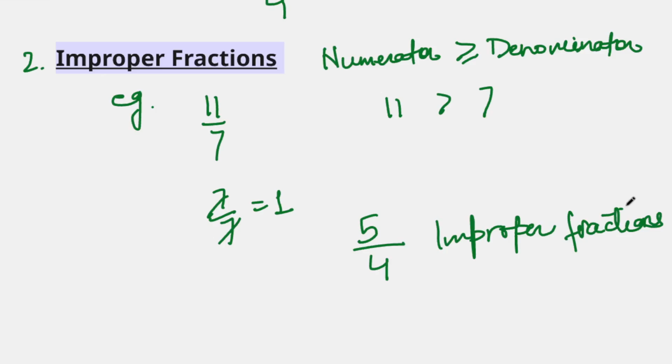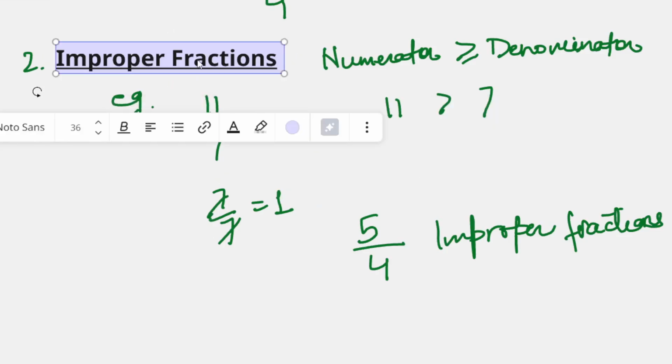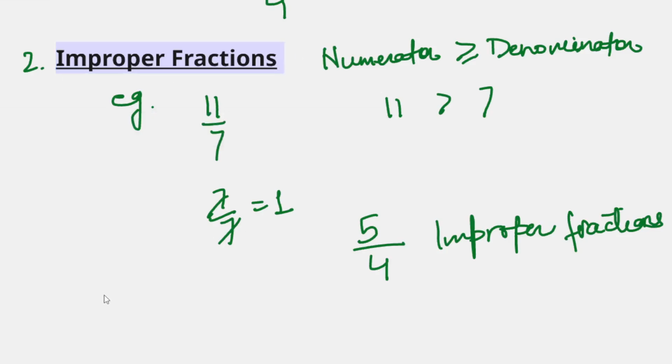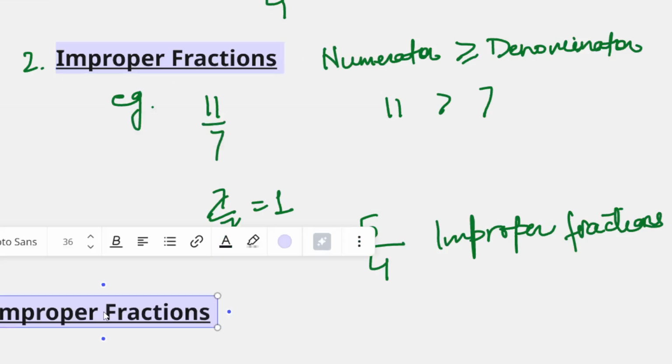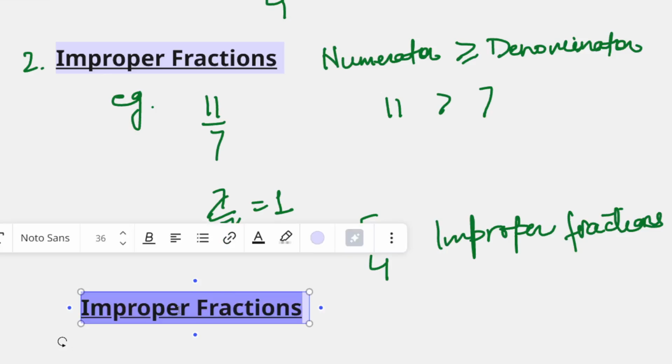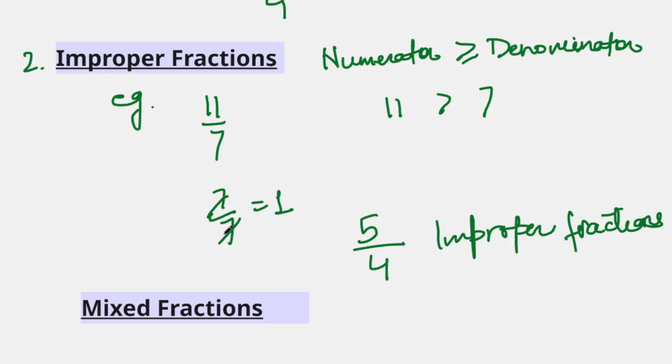Next is mixed fraction. Now, why do we call it a mixed fraction? Because it is a mixture. It is a combination of a whole number and a fraction. Let me just write the name as mixed fractions. Let me write some examples for you.